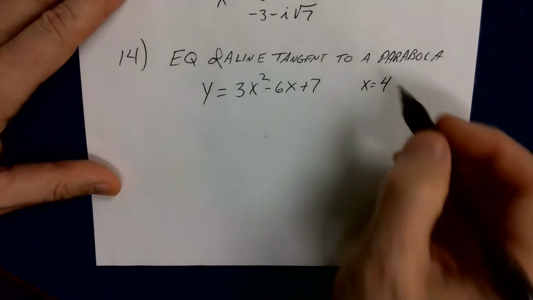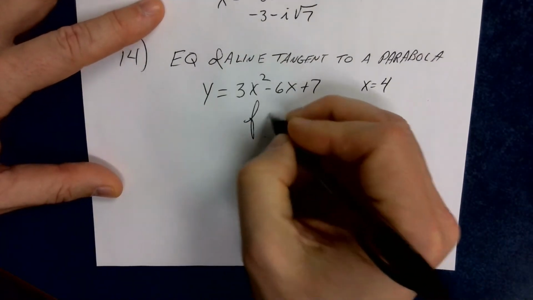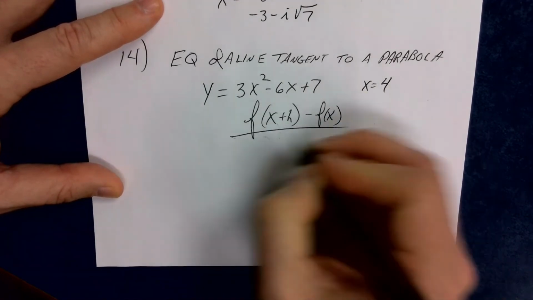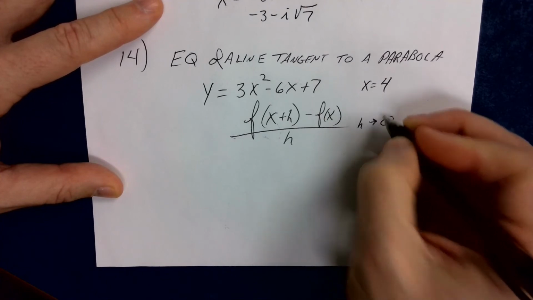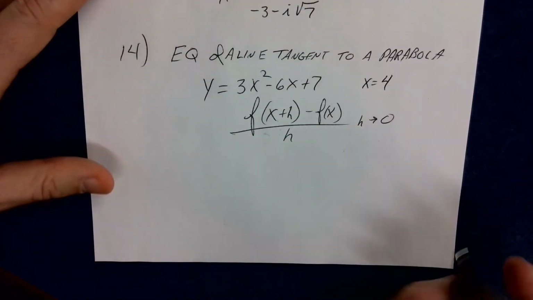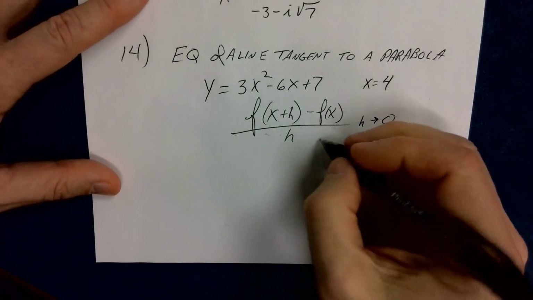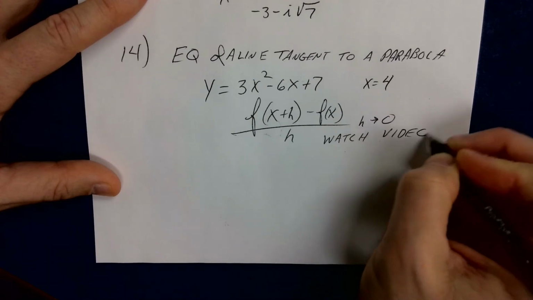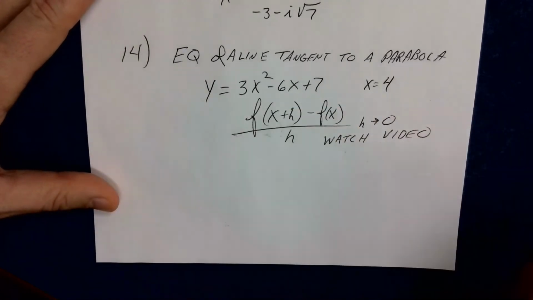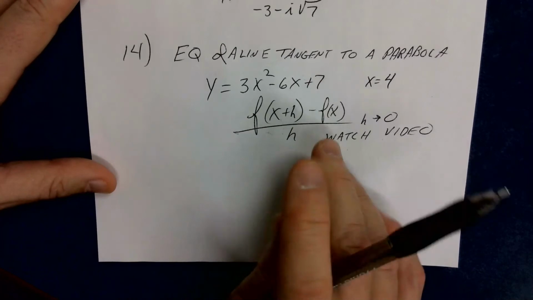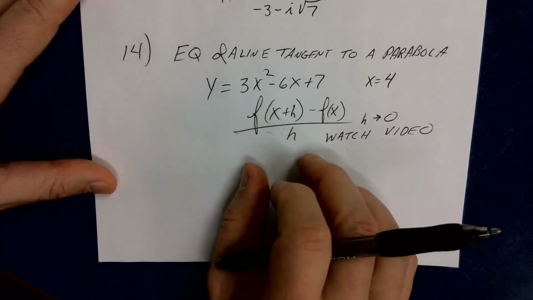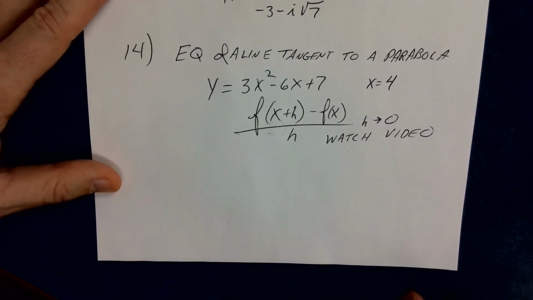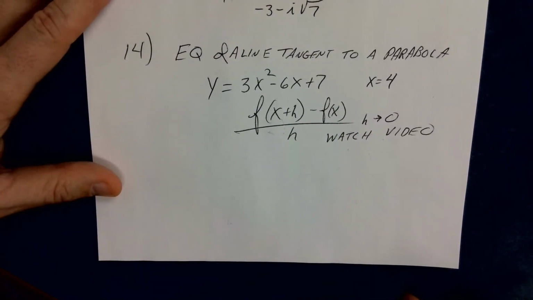Again, you have to use this formula: f of (x plus h) minus f of x, all over h, as h approaches 0. That's called the difference quotient, and there is a video on the Google Classroom. You need to watch that video. It's pretty long, but it's detailed. It's worth like 4 points, where a lot of these are only worth 1 or 2 points. So it might be worth it for you guys to take your time to watch that video.